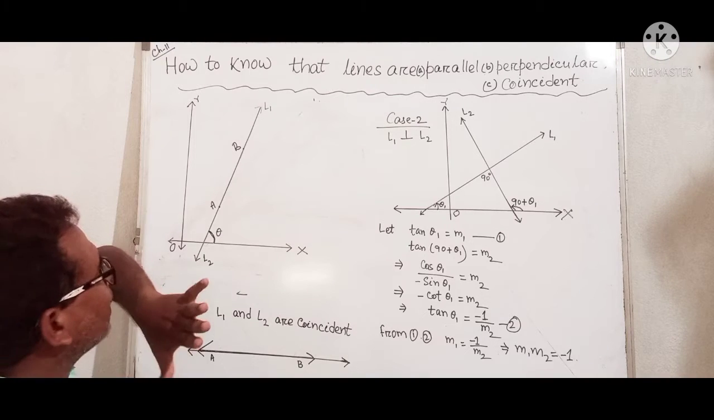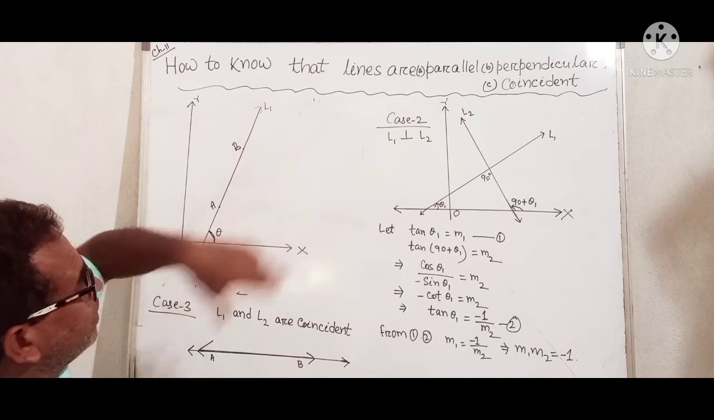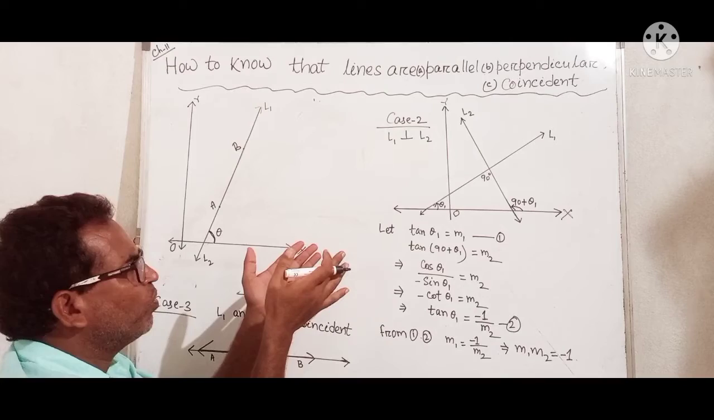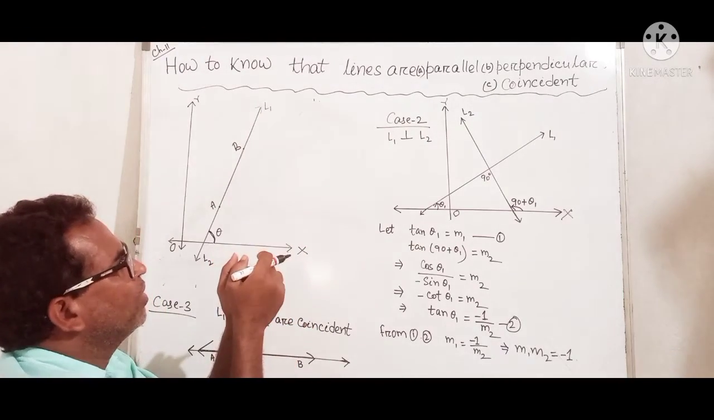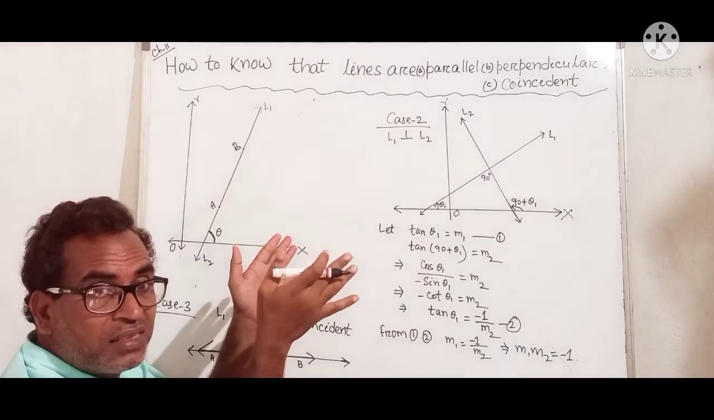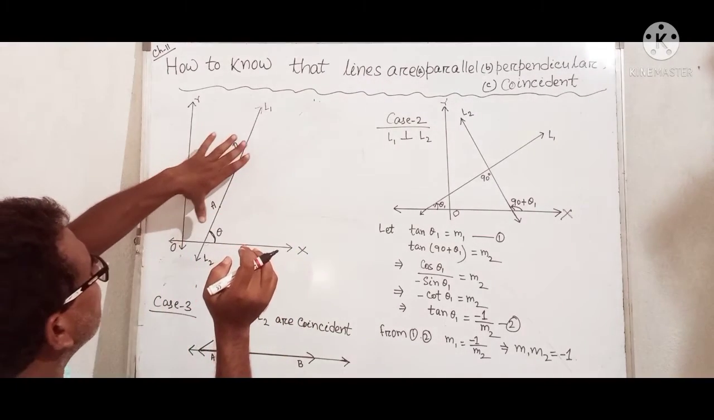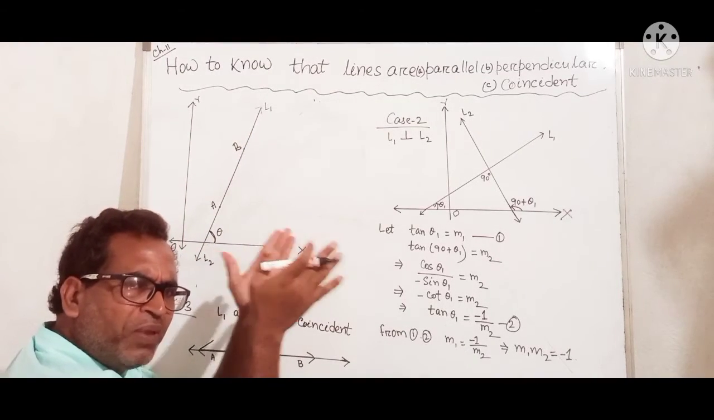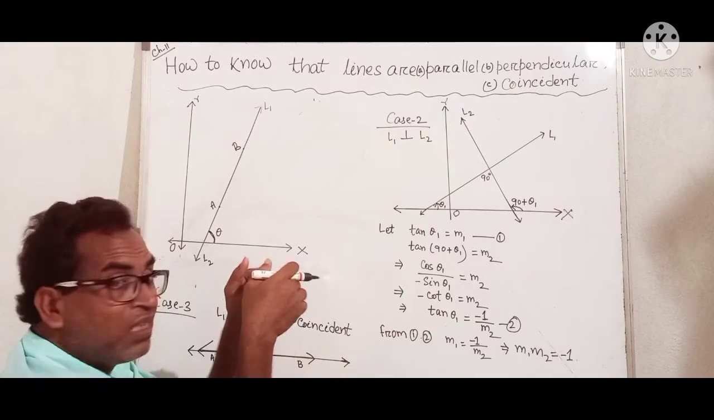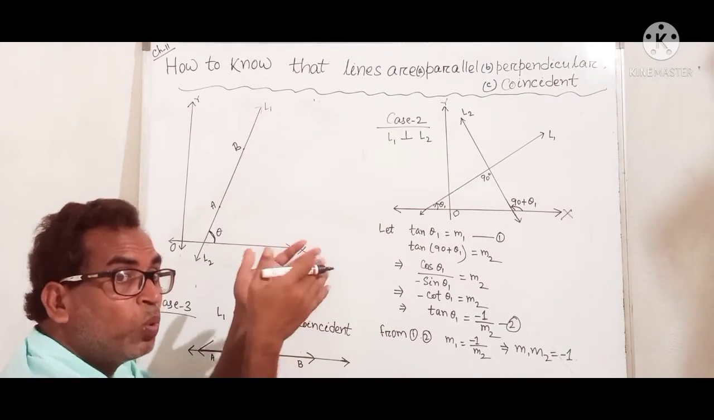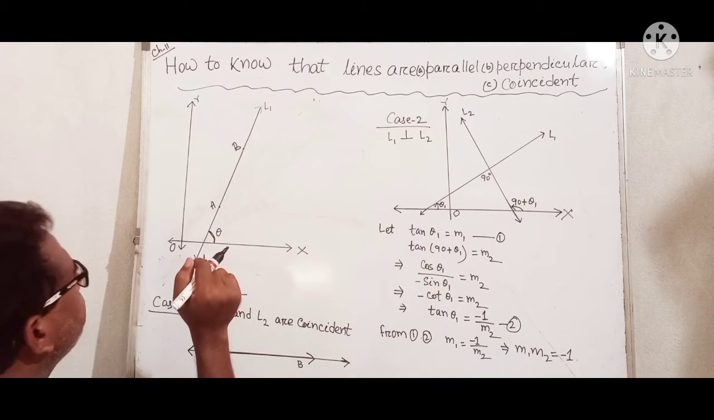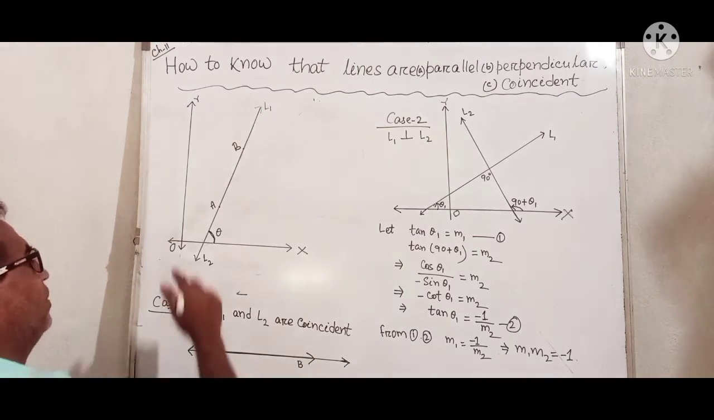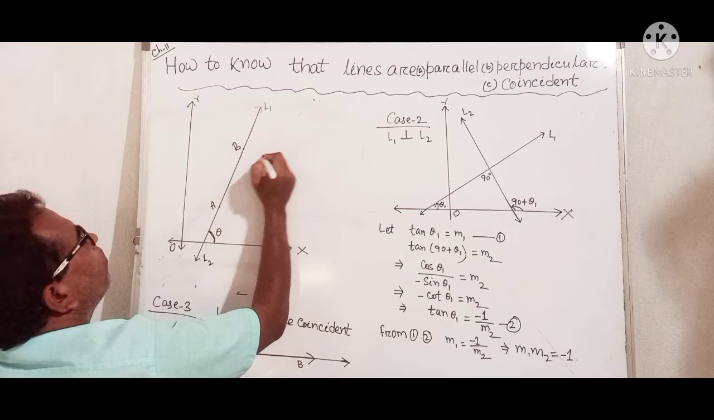You should understand that the two lines are coincident. Actually, one line is present, but in the language of mathematics, we say the two lines are coincident. That means the two lines are equal. One line is present, but it appears as two lines. You should understand, okay. So what will be the result? Let's see. So what will the slope be?